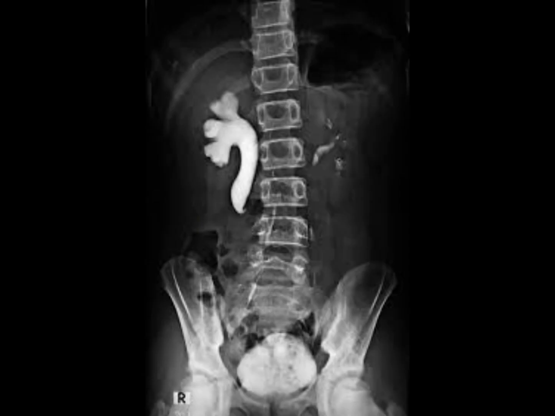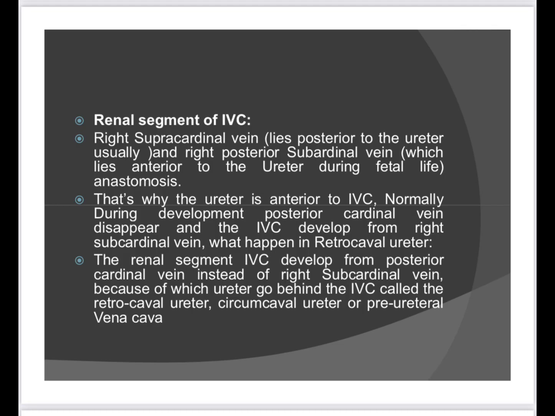So, to make it simple, this is actually an embryological abnormality in the development of the inferior vena cava and not of the urinary tract. It's important to understand that the problem is actually in the development of the inferior vena cava and not that of the urinary tract. So, for this, it's important to understand the embryology and the normal development of the inferior vena cava.